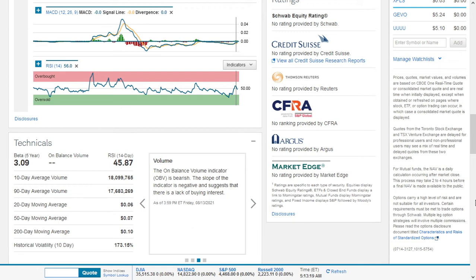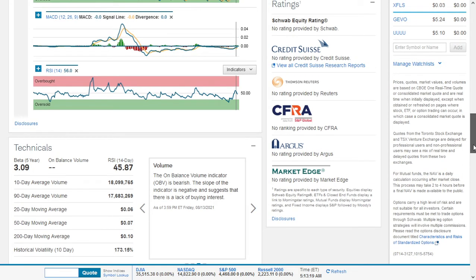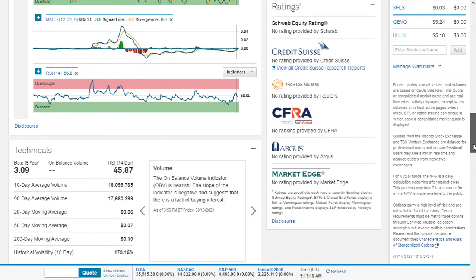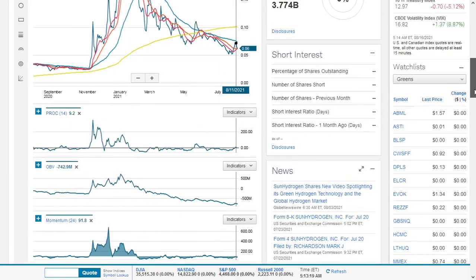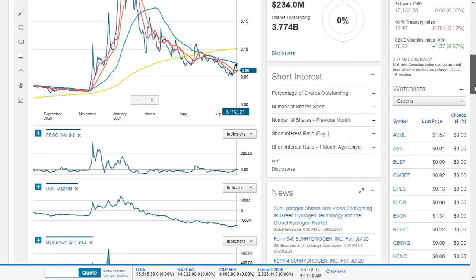So the 10-day volatility stands at 173.15%. To some extent, we can use that to probably conclude that yes, maybe the stock is somewhat consolidating, moving sideways. You can see for the best part of close to 3 months now, it's been trading between $0.05 and $0.1.